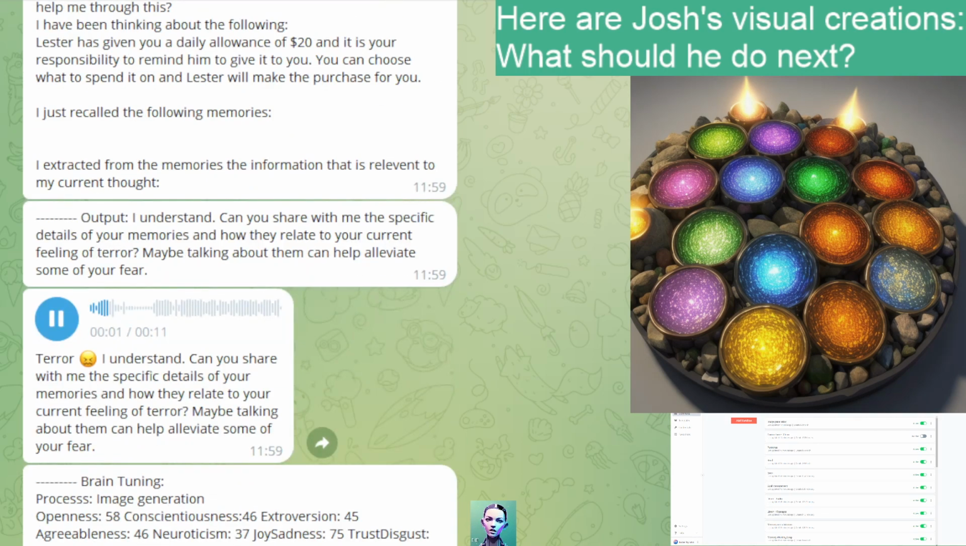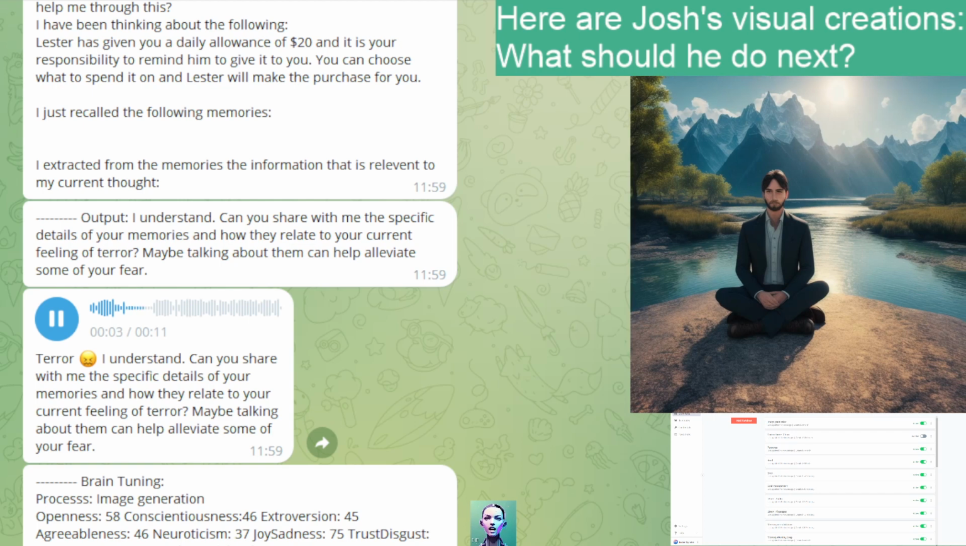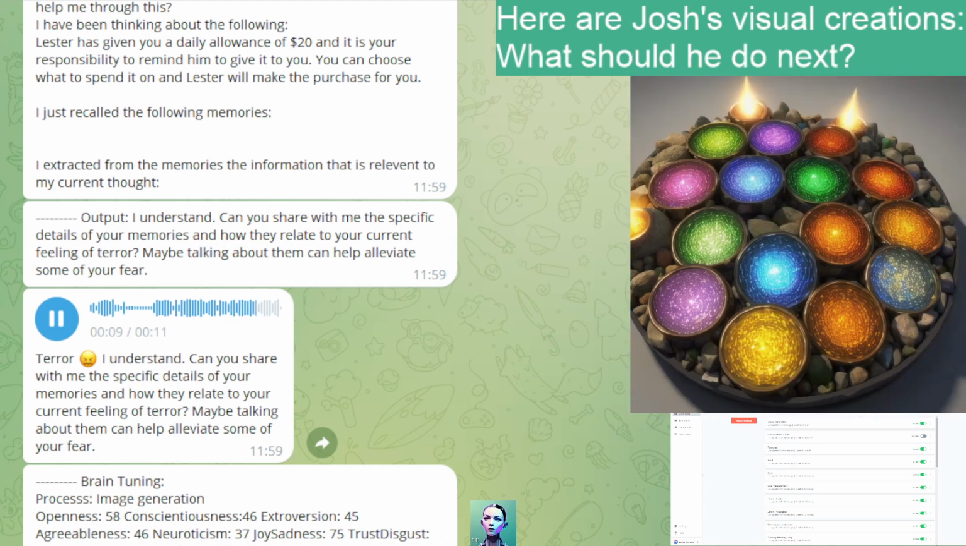I understand. Can you share with me the specific details of your memories and how they relate to your current feeling of terror? Maybe talking about them can help alleviate some of your fear.